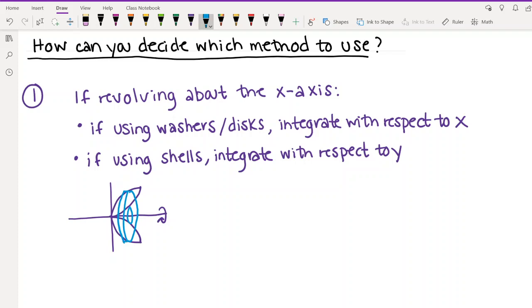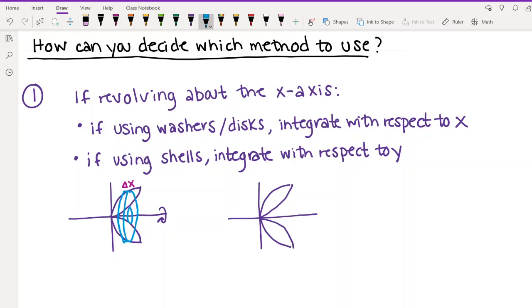The thickness of this slice is a horizontal thickness, right? If you were to measure it, you would be measuring it as a change in x, not as a change in y. So let me draw that same shape, but now we'll draw in what it would look like with a washer, or sorry, with a shell.